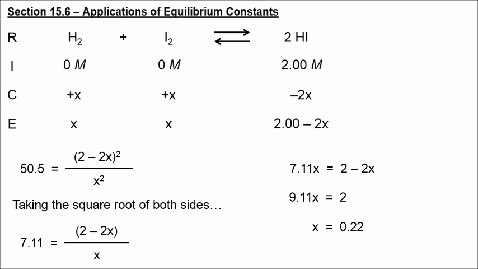So we can plug that value of x into the final row of our Rice table. So we get 0.22 for each of the reactants and 1.56 for the hydrogen iodide product.